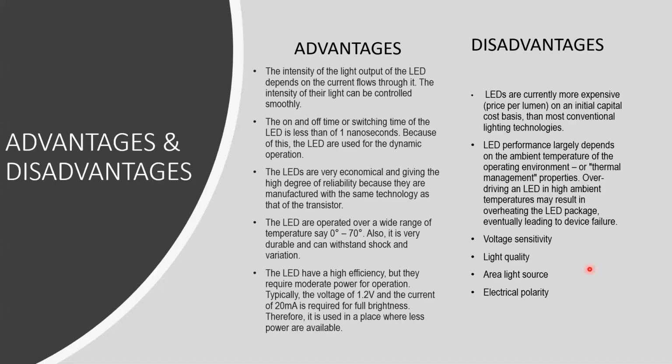Advantages and disadvantages of LED. The intensity of the light output of the LED depends on the current flow through it. The intensity of their light can be controlled smoothly. The on and off time, or switching time, of the LED is less than 1 nanosecond. Because of this, LEDs are used for dynamic operation.